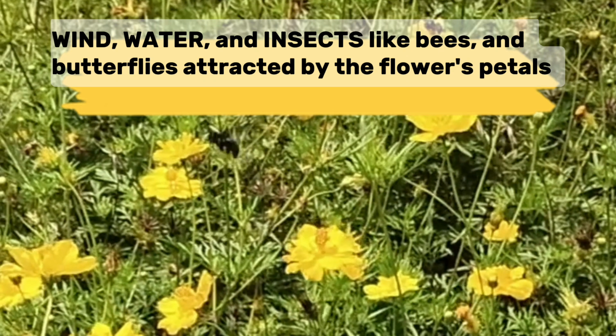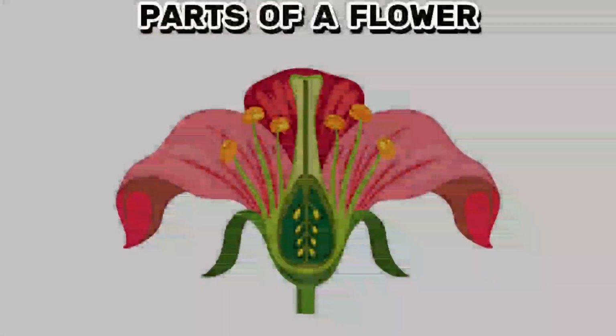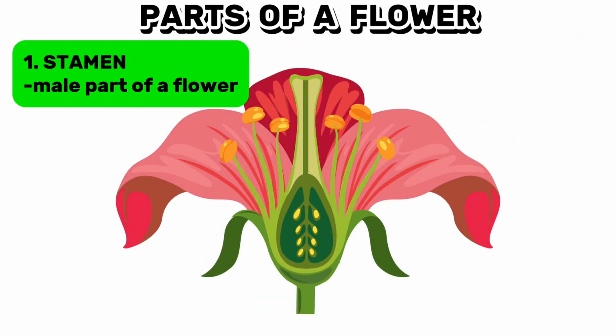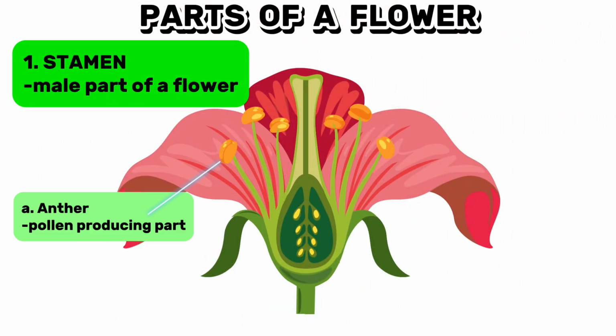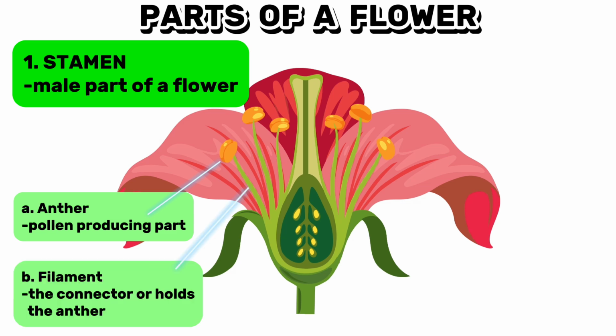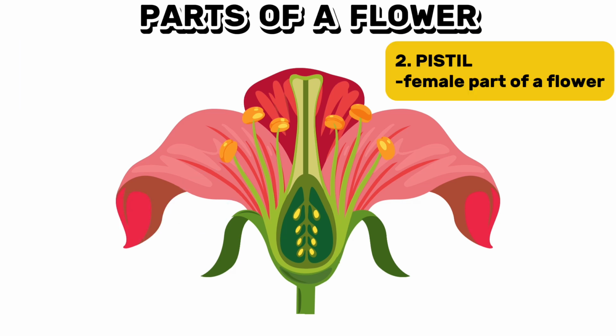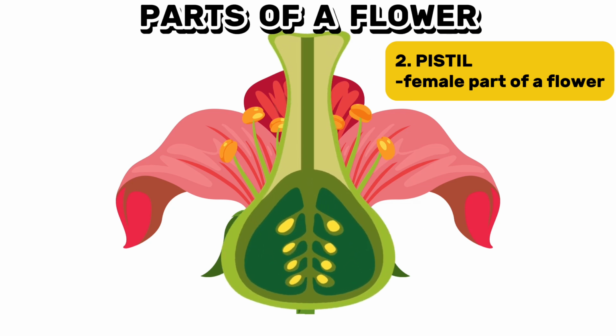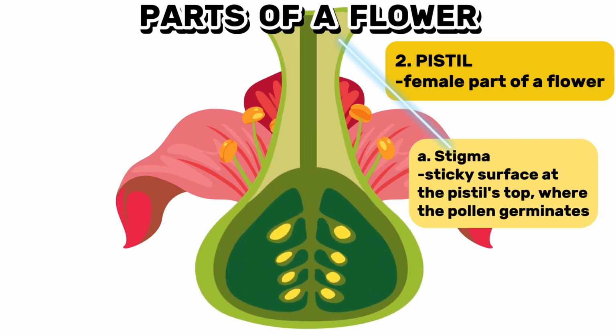flower's petals. Parts of a flower. Stamen, the male part of a flower. Anther, the pollen-producing part. Filament, the connector or holder of the anther. The pistil, the female part of a flower. The stigma, the sticky surface of the pistil stalk where the pollen germinates.